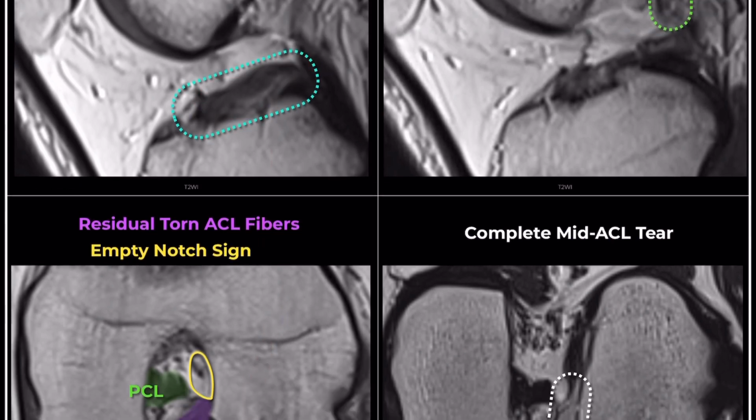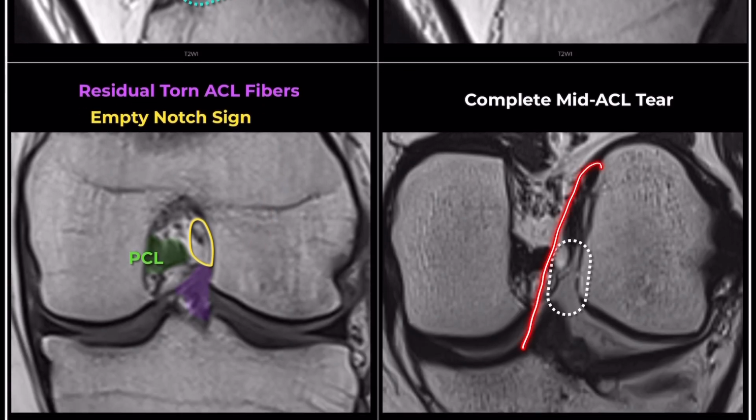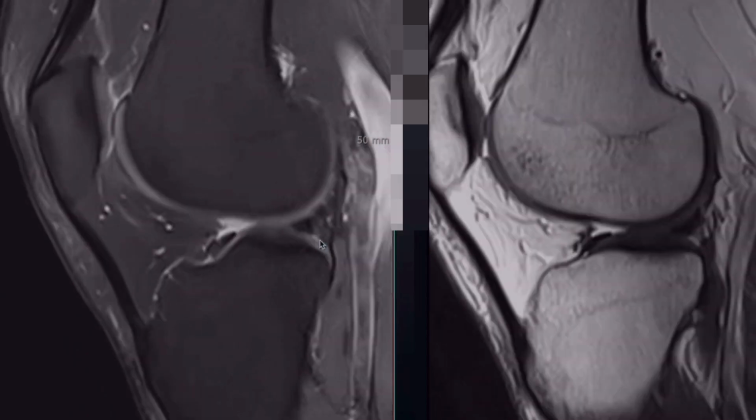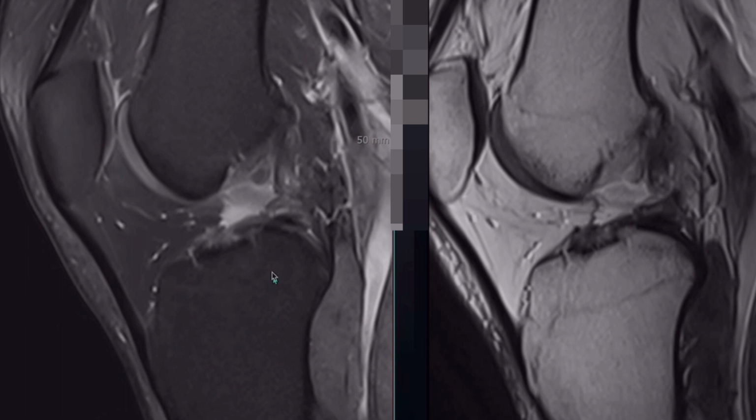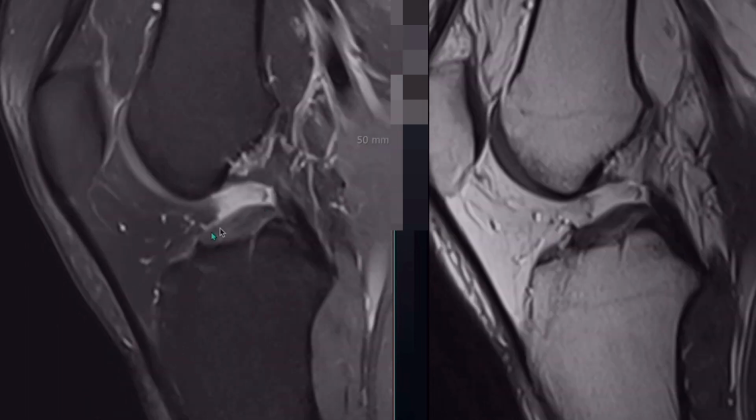An oblique coronal T2 weighted image clearly shows a complete tear in the mid-substance of the ACL. Typical bone contusions seen with ACL injury are absent, and joint effusion is minimal. The ACL itself does not exhibit ill-defined margins or increased signal intensity.